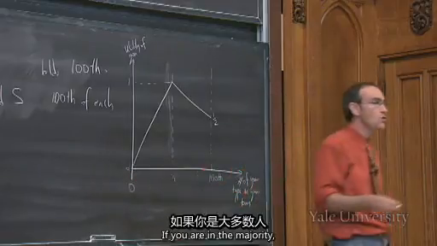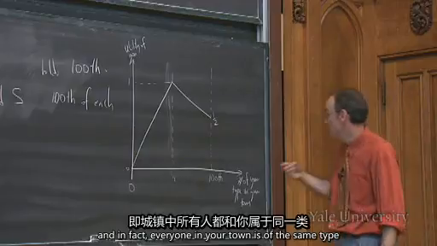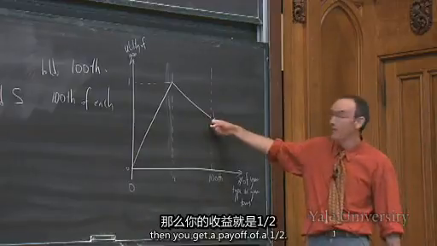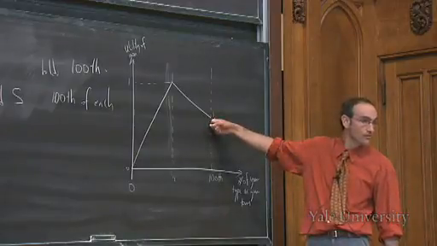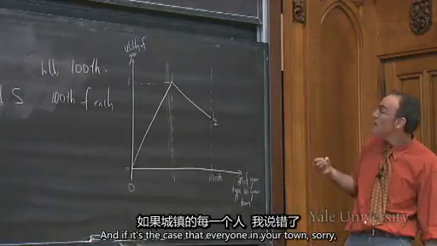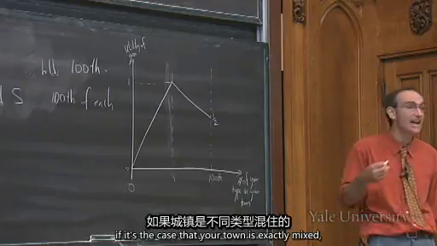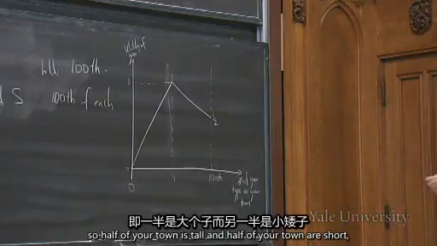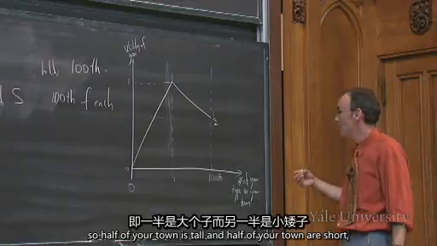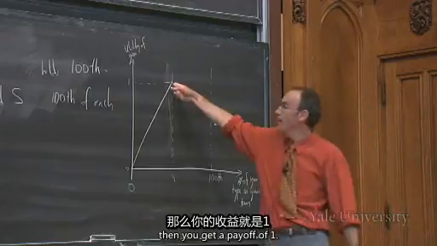If you are in the majority and in fact everyone in your town is of the same type, then you get a payoff of 1/2. And if your town is exactly mixed, so half of your town are tall and half of your town are short, then you get a payoff of 1.